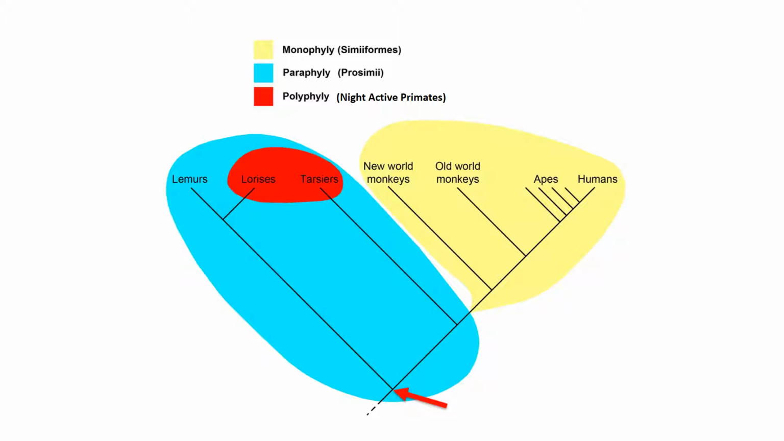The last term that would be useful to have here is polyphyletic, or a polyphyletic group. And this is pictured by these red blobs up top, the night-active primates in this particular tree. A polyphyletic group is defined as multiple organisms in a group without a common ancestor within that group. So the common ancestor of lorises and tarsiers in this case would be also down here at this arrow, but it's not included in the group of night-active primates.